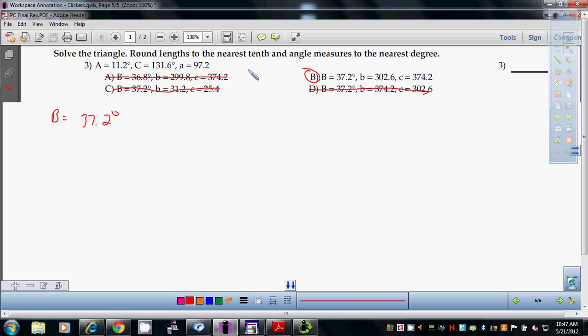How would we have done it if we hadn't been able to deduce that? That's right. Law of sines. I'll just set one up. We won't solve it, but it would have been like sine of 11.2 over 97.2 equals sine of 37.2 over side B, and then same thing for side C. Questions about that one? If you can remember the whole bigger angle, bigger side thing, that's probably going to really help you on the final.